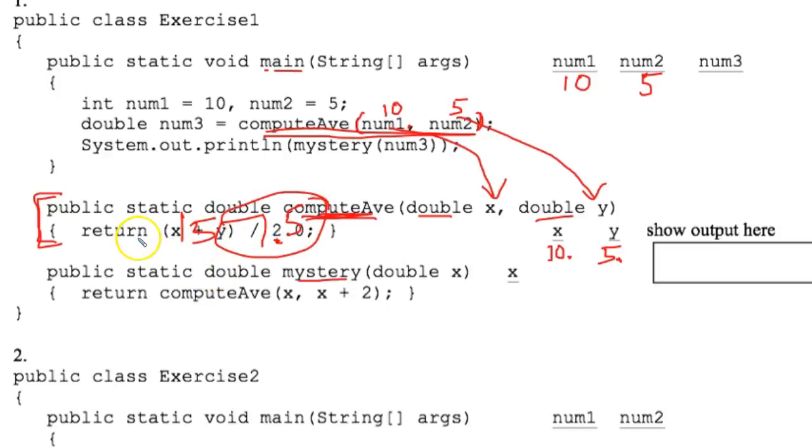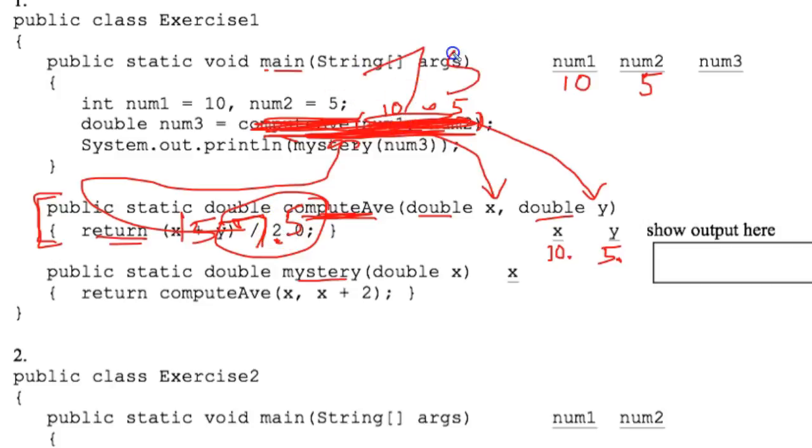Is that system out printing? Are we done with the problem? No, there's no system out print here. The 7.5 is returned next back to where the 10 and the 5 came from. So all of this is now replaced by 7.5. We can trust that compute av works as advertised.